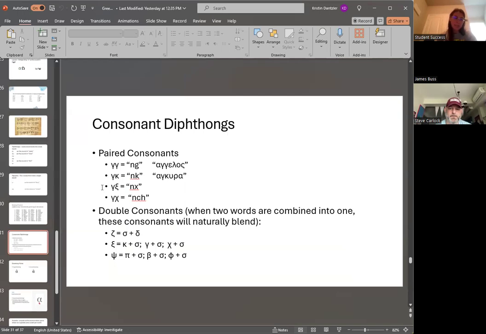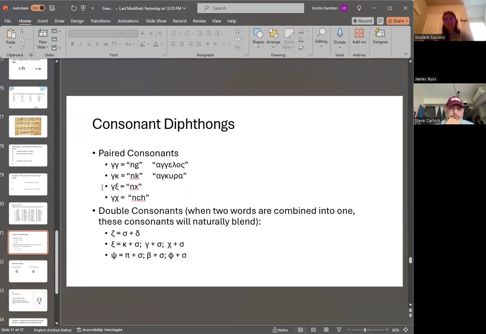Pretty much anytime you see a gamma right before a really hard sounding consonant, it is going to turn to an N. So gamma before a xi turns into an N, nx, and then gamma before a chi would be kind of an nk sort of sound.